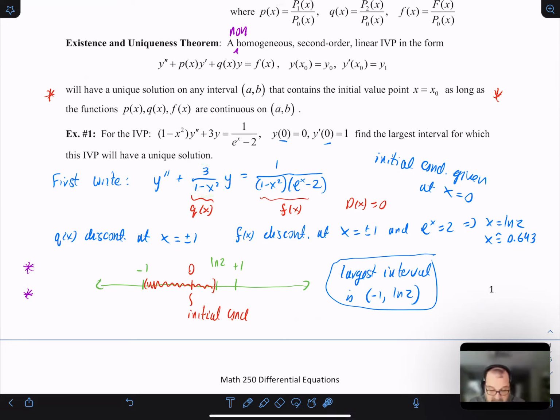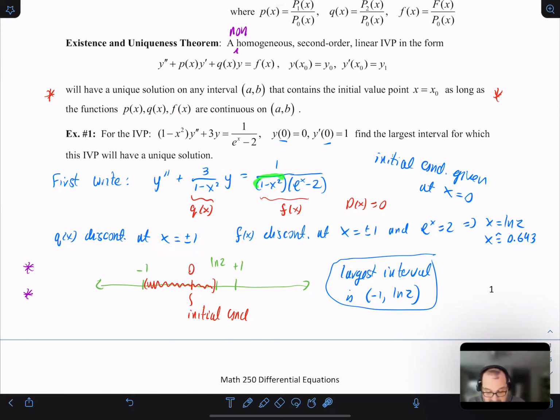It's continuous on its own domain, so it's really just a domain question. Here we can't allow x to be plus or minus 1. This would cause a discontinuity in the function q of x. So x cannot be plus or minus 1.